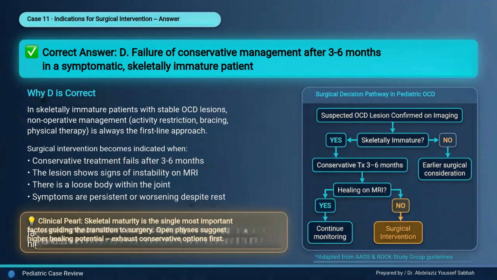In skeletally immature patients with stable osteochondritis dissecans lesions, non-operative management is always the first-line approach. Surgical intervention becomes indicated when conservative treatment fails after 3 to 6 months, the lesion shows signs of instability on magnetic resonance imaging, there is a loose body within the joint, or symptoms are persistent or worsening despite rest. Clinical Pearl, skeletal maturity is the single most important factor guiding the transition to surgery. Open growth plates suggest higher healing potential, so conservative options should always be exhausted first.